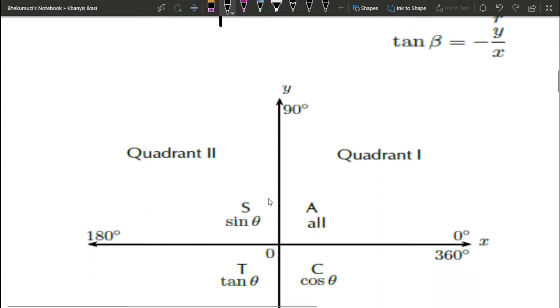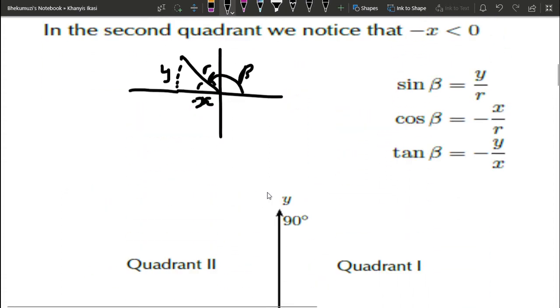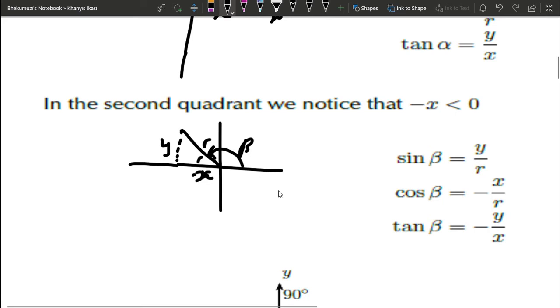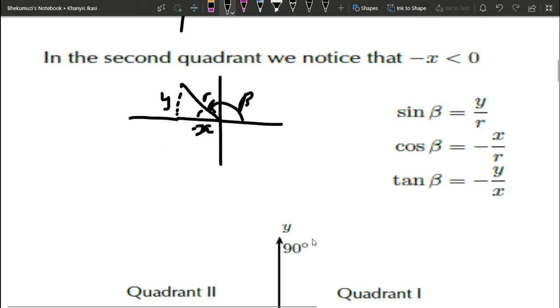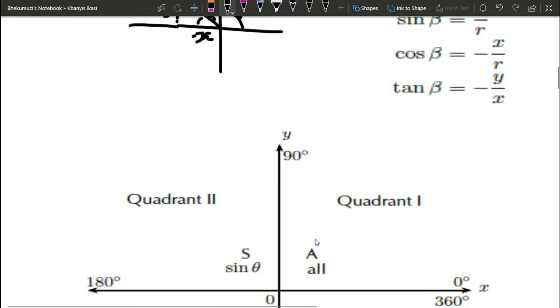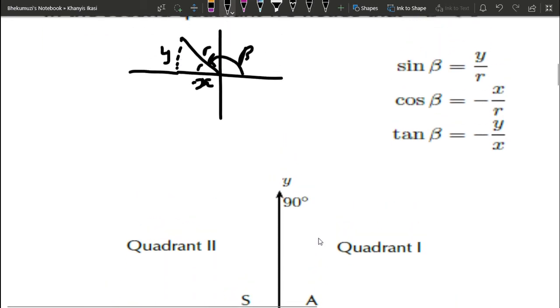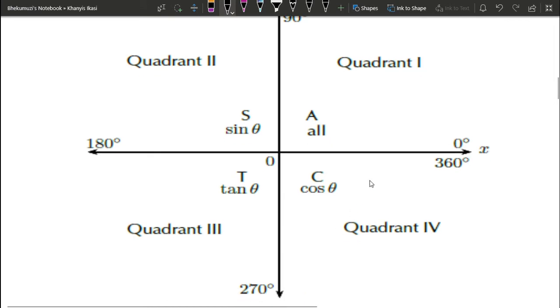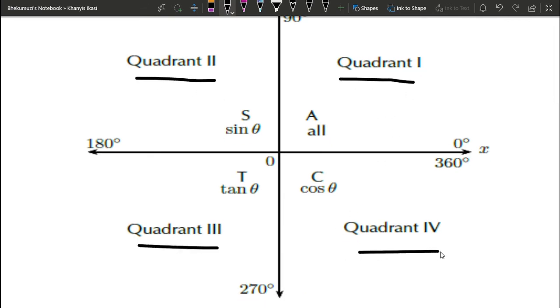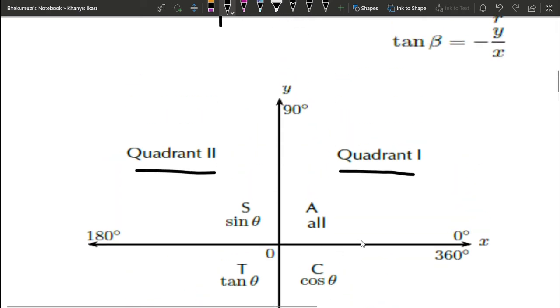Okay, and now this signifies something quite important that we need to take note of, and that is the fact that when we measure an angle on the Cartesian plane, you need to take into account which quadrant it is in. So we know that this is the first quadrant, the second quadrant, the third quadrant, and the fourth quadrant. Now, how are these quadrants divided? They are divided in this way.